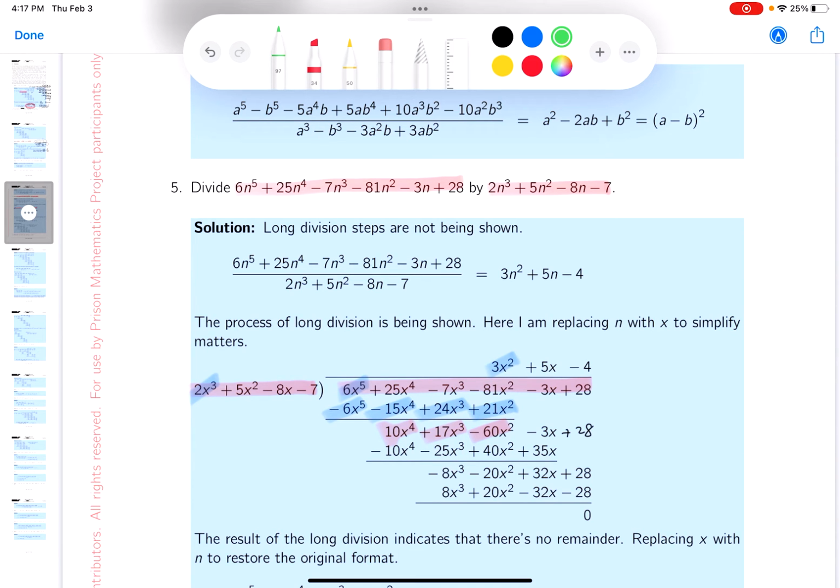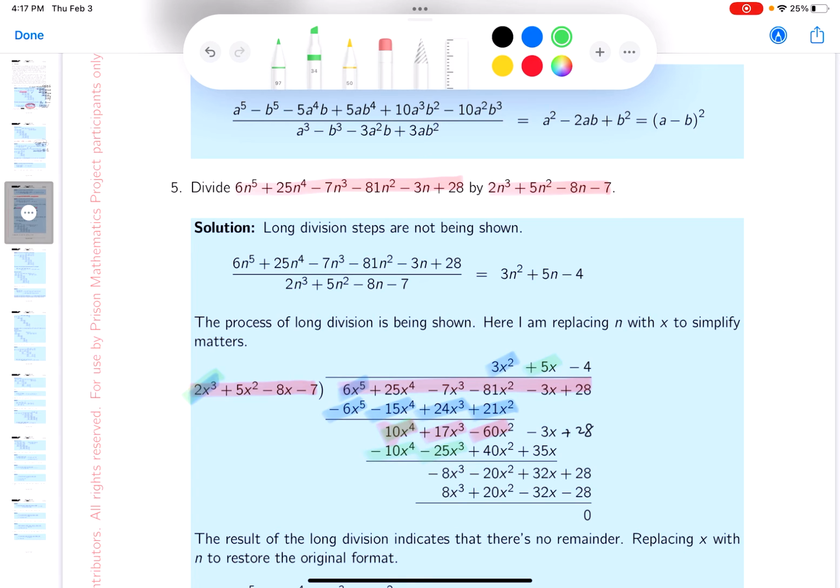Well, you need to find a multiple of this. Let me get my highlighter out. Sorry about that. You need a multiple of this that would match this. And that's going to be 5x. 5x times 2x cubed is going to be 10x to the 4. But again, what a lot of students do is they say they're going to subtract it. They actually write it down. And then 5x times 5x squared is 25x cubed. They subtract it. 5x times minus 8x is minus 40x squared.